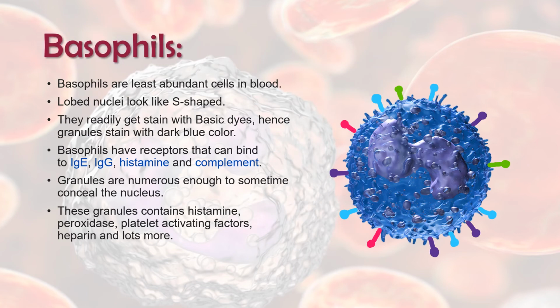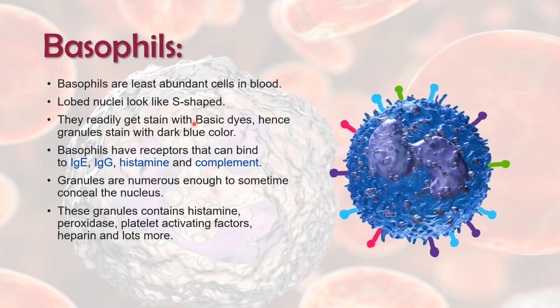Basophils. They are the least abundant WBCs in blood, even less than 1% of all the WBC contents present in our blood. They have bilobed nuclei, but the chromatin that connects these two lobes together is not as visible, so they look quite like S-shaped. So they have S-shaped nuclei.